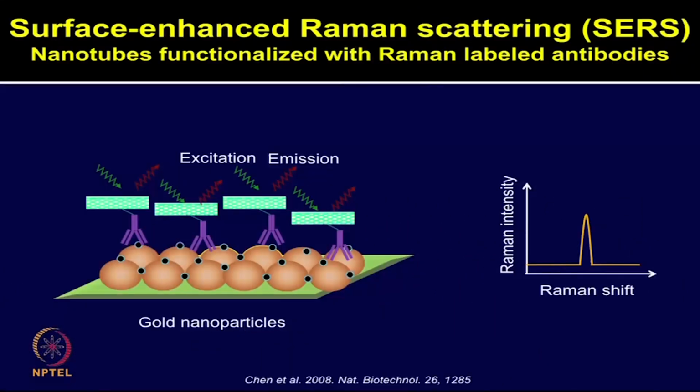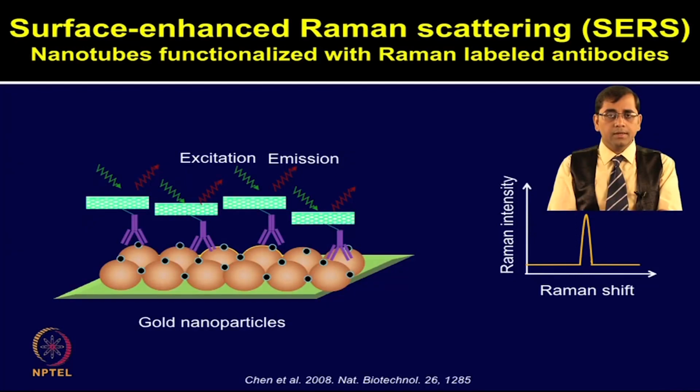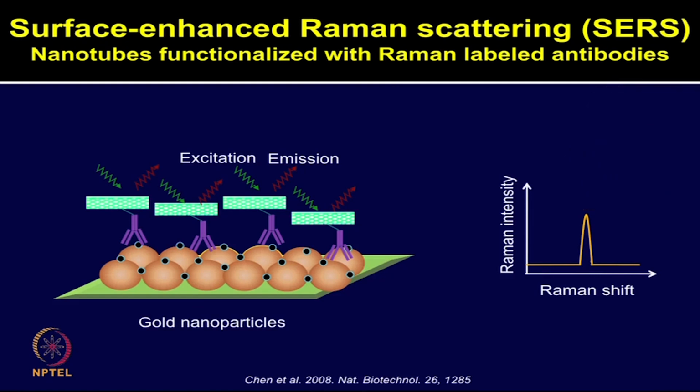enhance the scattering effect. The signal intensity of Raman active molecules is enhanced due to an increased local electric field at the nanoparticle surface and by electronic coupling between the absorbed molecule and the gold nanoparticle surface. As shown in the slide, these are gold nanoparticles which are functionalized with Raman labeled antibodies, and the graph on the right shows changes in the Raman intensity due to the binding effect.